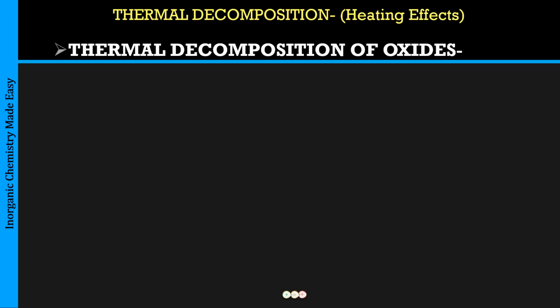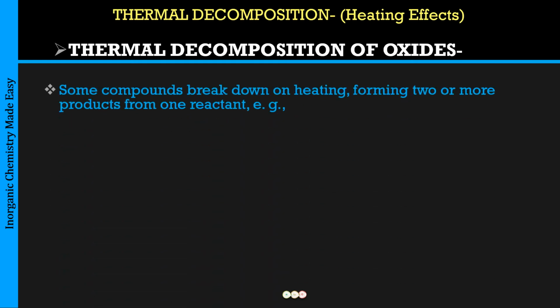So first of all, what do we mean by thermal decomposition? Thermal means heat and decomposition means breakdown. So it is going to be the breakdown of a compound when we heat that compound, and that is going to result in the formation of two or more products from one reactant. For example, we have lithium nitrate. When we heat it, it will give us lithium oxide, NO2 gas and oxygen.